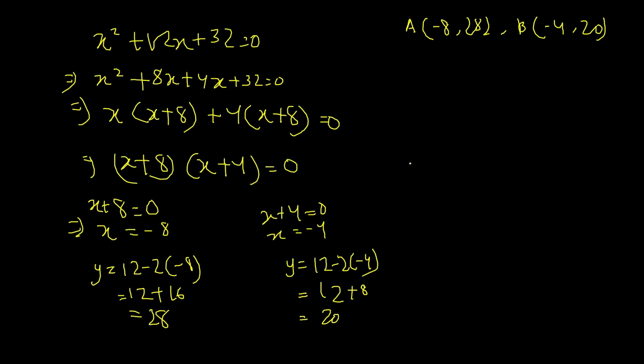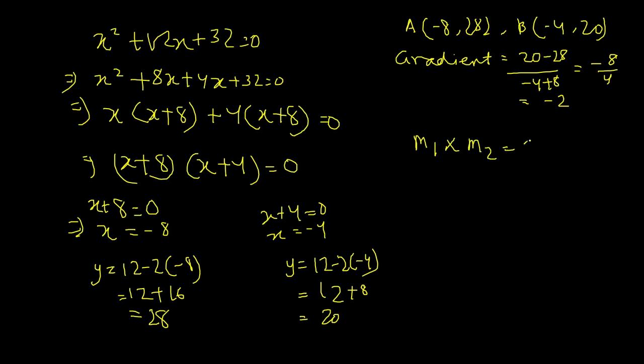So we have gradient will be 20 minus 28 and minus 4 plus 8, so that we get minus 8 by 4, so that we have minus 2. And then the perpendicular gradient is that if we multiply that with your regular gradient, the product will be minus 1. So in this case, if one of them is m1 and then you have m2, then it will be minus 1, so m1 will be minus 1 by m2.